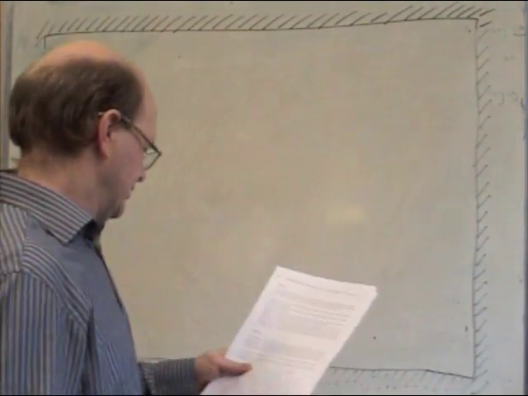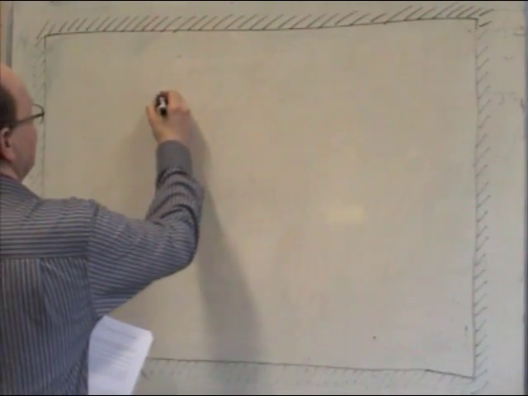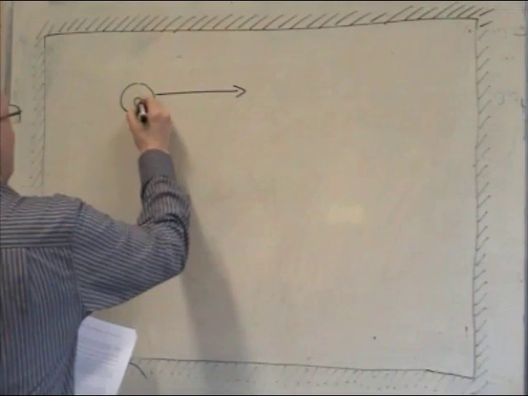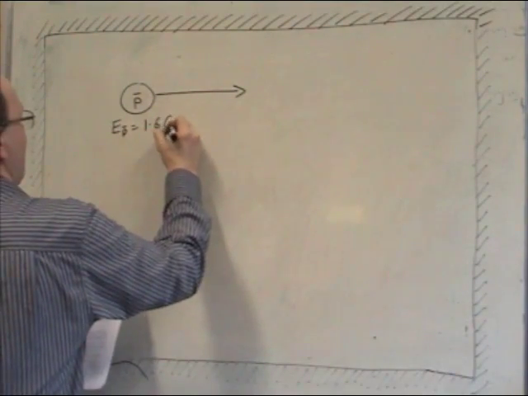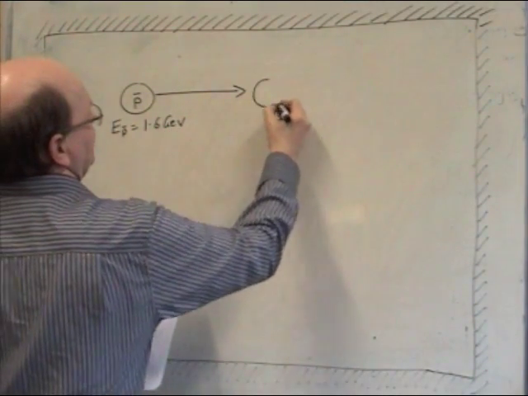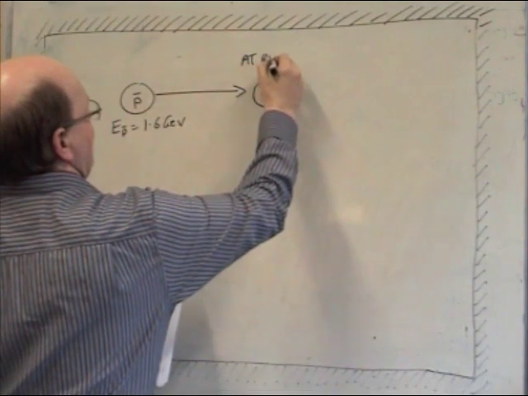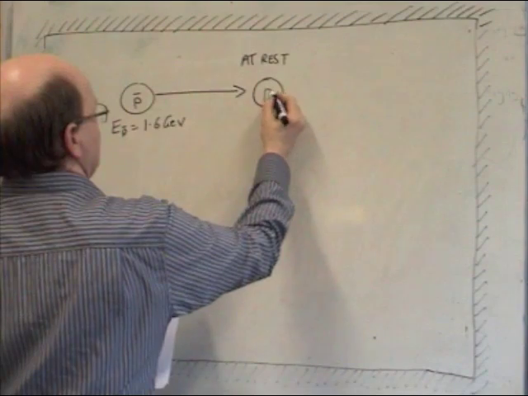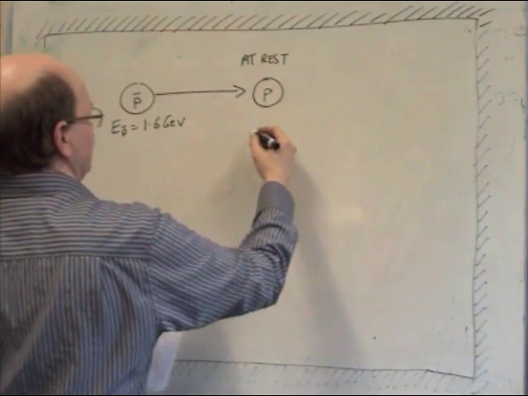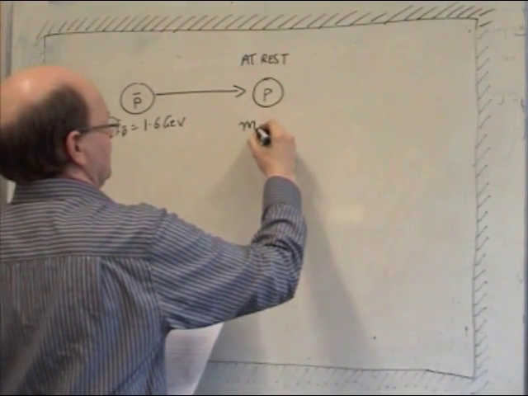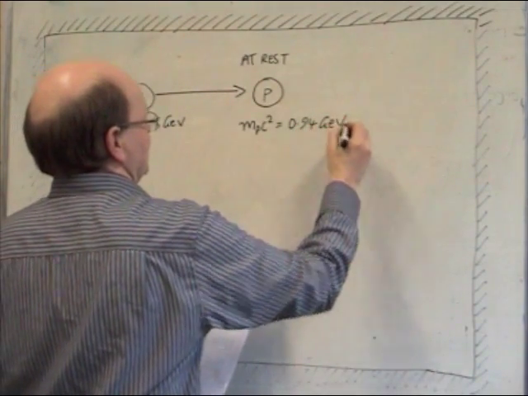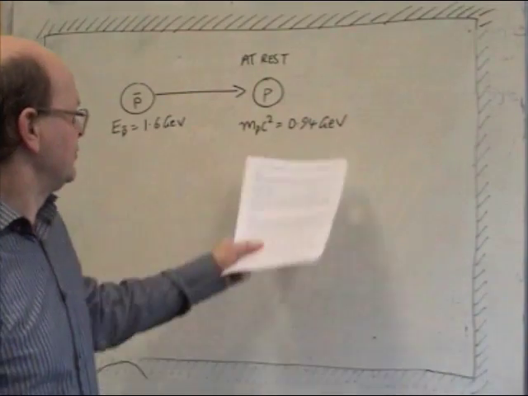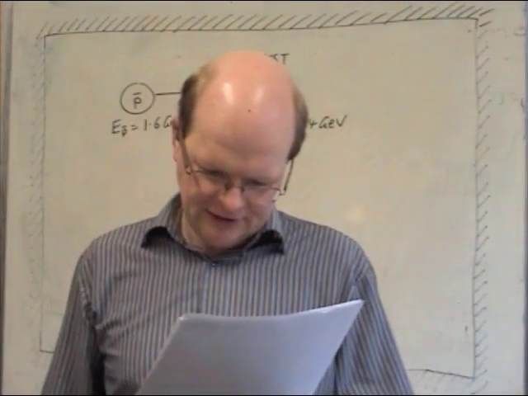So here we have an antiproton with total energy 1.6 GeV approaching a proton at rest. And so its total energy is just its mass energy. And of course, the mass of the proton times c squared is 0.94 GeV, or roughly 938 MeV, but I've used the same number of significant figures in the two cases.